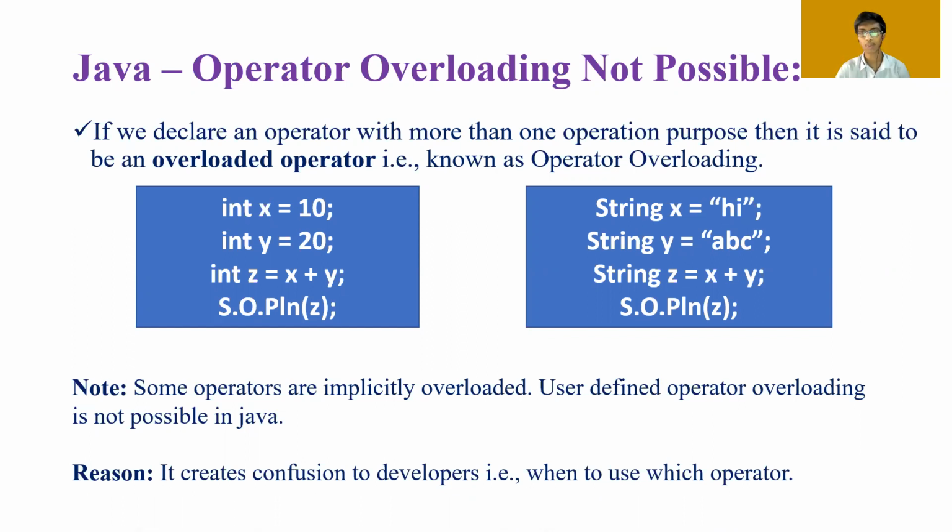And see why. The reason is, if you have an operator, for example plus, and you are going to use this plus operator for 100 purposes, on many multiple purposes, it would be difficult for the developer, right? When to use which operator, what is the purpose of it, how it is going to act in different scenarios. It is going to be very difficult for the developer. So that's why Java is not going to provide support for operator overloading. Okay, now let's see the next one.